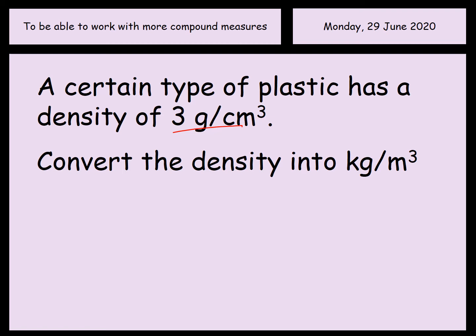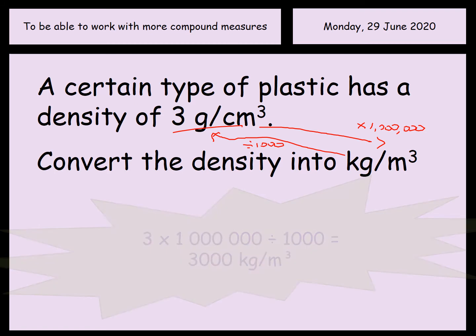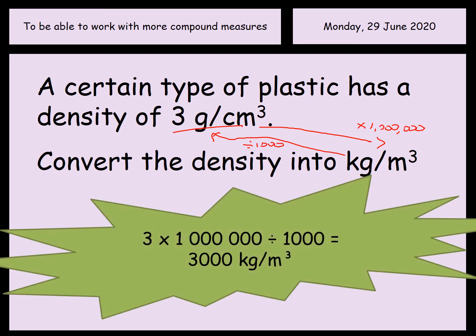Okay, so here to here, you're going to have to times by 1,000,000, and here to here, you're going to have to divide by 1,000, giving you 3,000 kilograms per meter cubed.